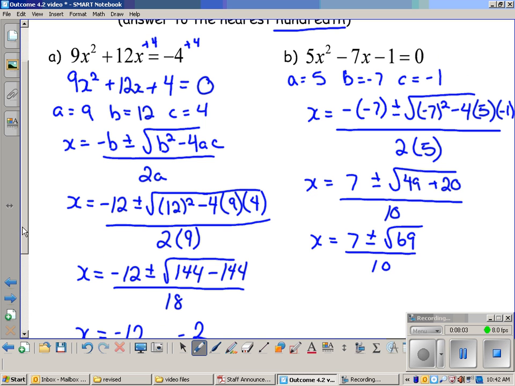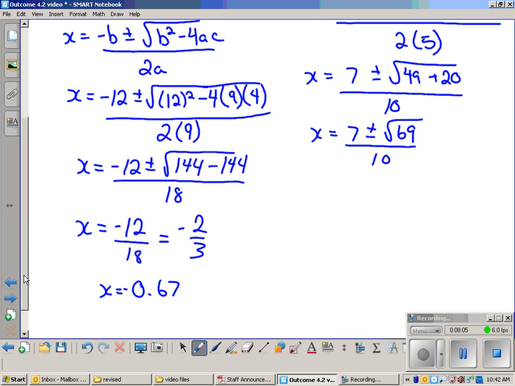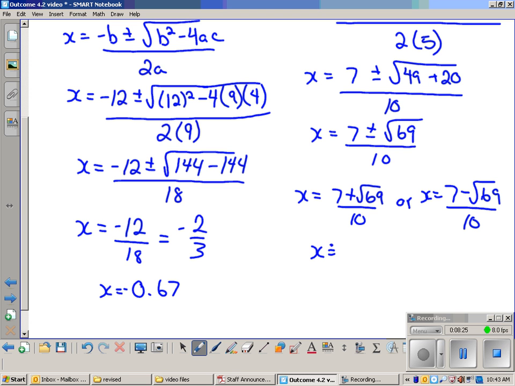So we can look at exact answers. Our exact answers are that x is equal to 7 plus root 69 over 10, or x is equal to 7 minus root 69 over 10. We can also use our calculators and plug those numbers in, and we end up with x being approximately equal to 1.53, and x being approximately equal to negative 0.13.